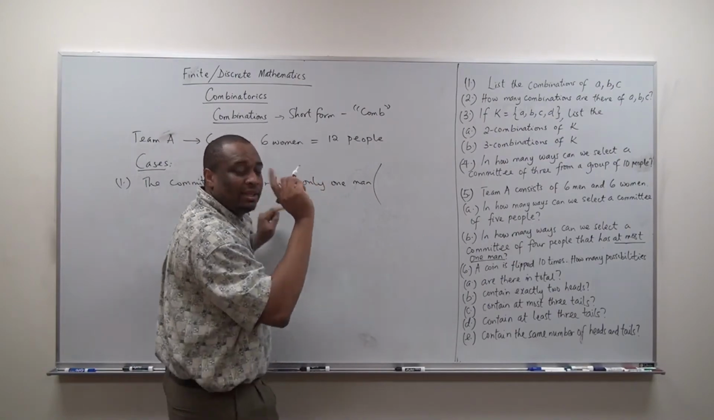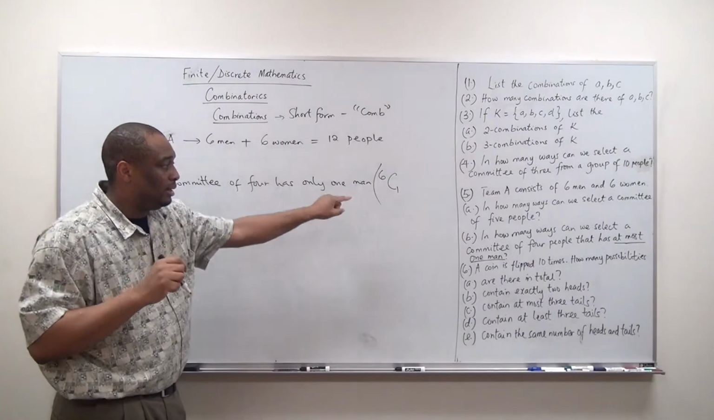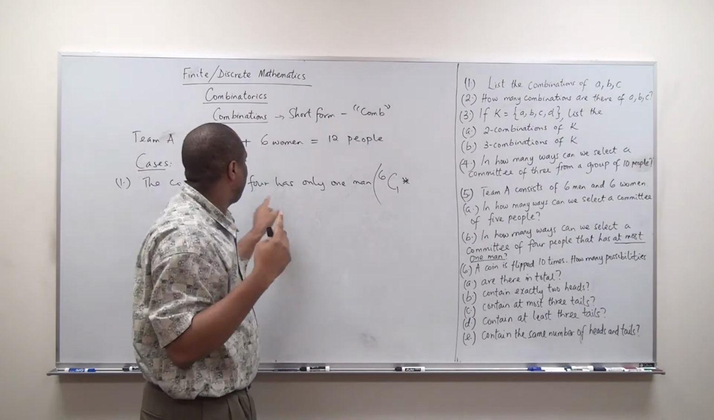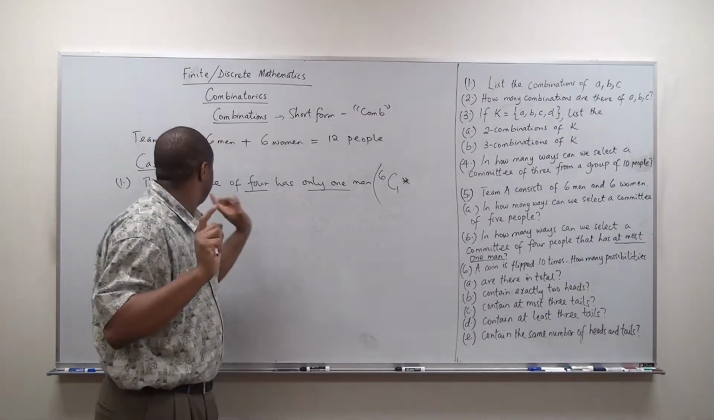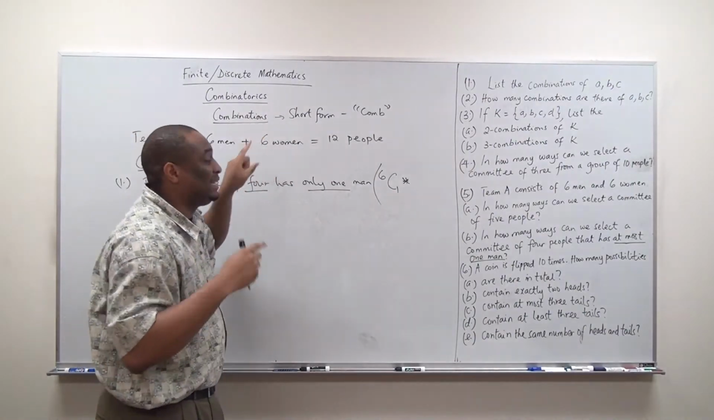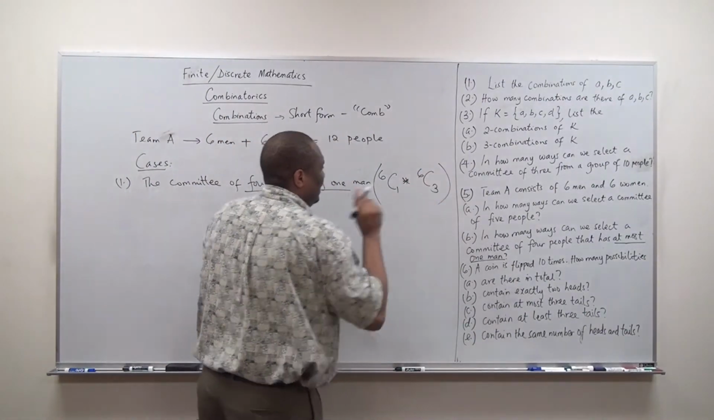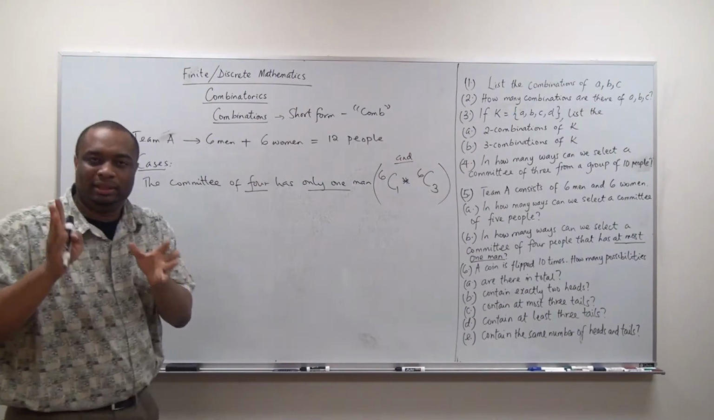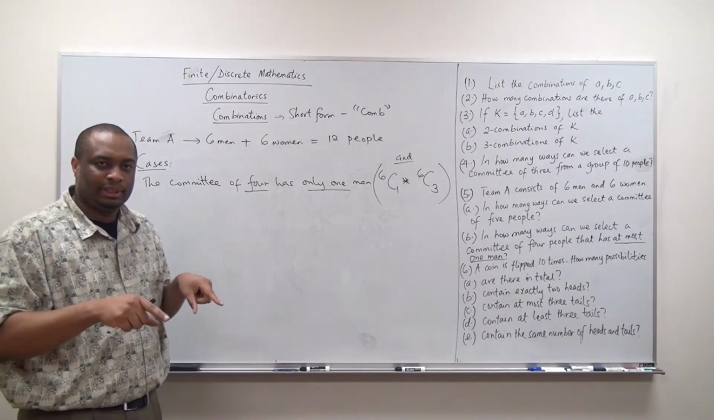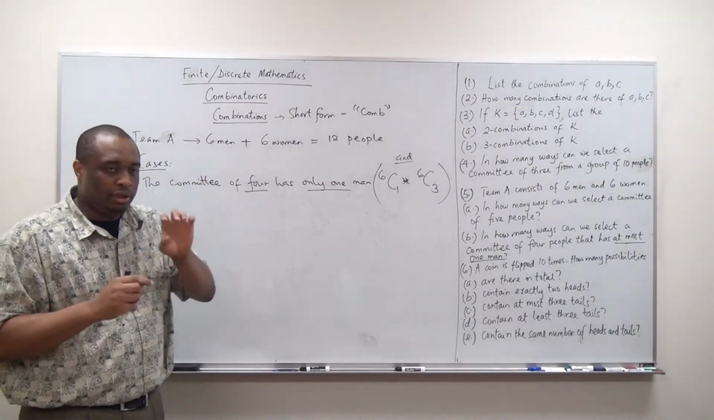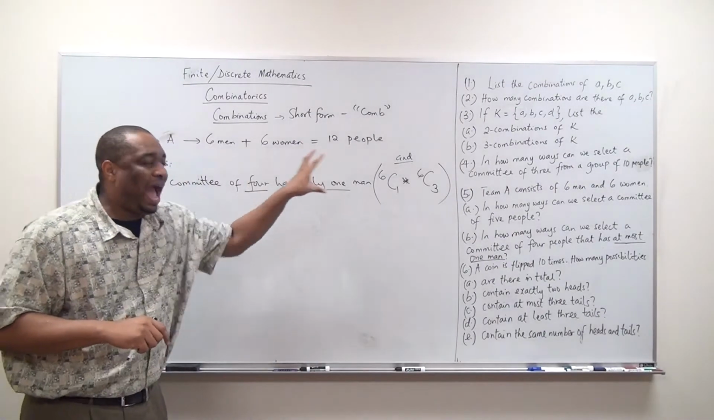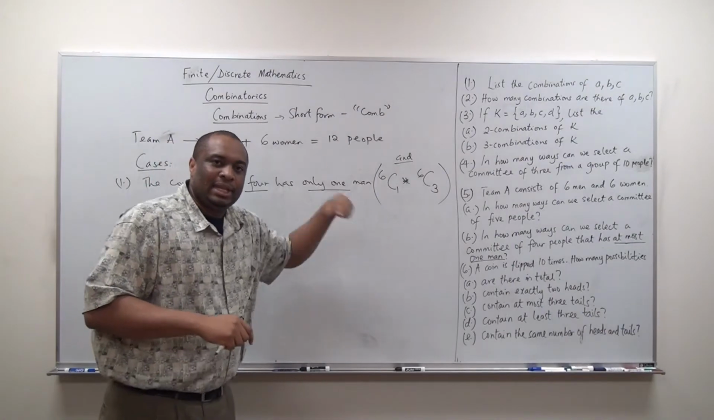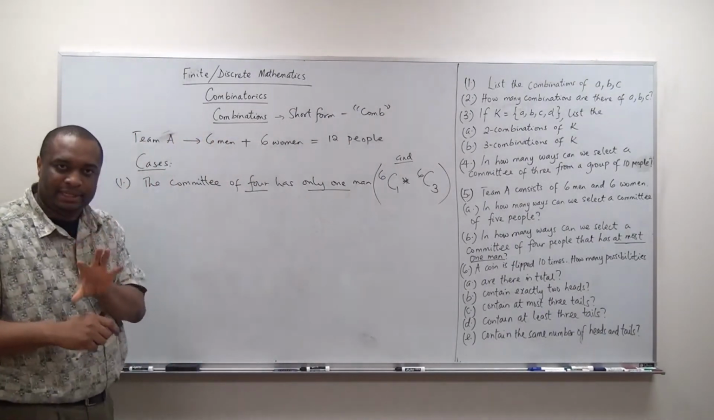Only 1 man. What does it mean? It means select 1 man from 6, times the other 3, because the committee is 4 with only 1 man, and the other 3 are the ladies, the women. Select 3 from 6. That's why I said you need to view the video on counting. You really need to view the video on counting, so you know the multiplication rule and the addition rule. So 1 man from 6 and 3 women from 6. That is the first case.